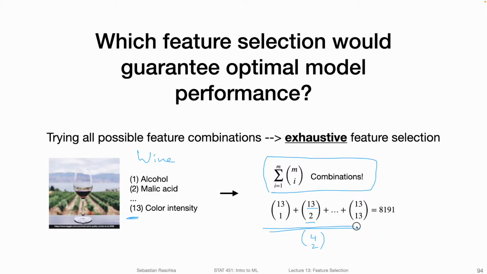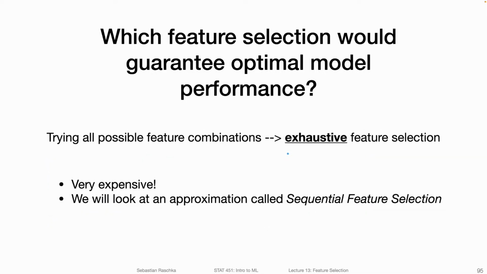And for example, if I would compute the number of possible feature combinations, I would come up with 8,191 in this case. So as you may have already guessed, one problem with exhaustive feature selection is that it is very, very expensive, especially if we have large feature sets or a large number of features in our data set.